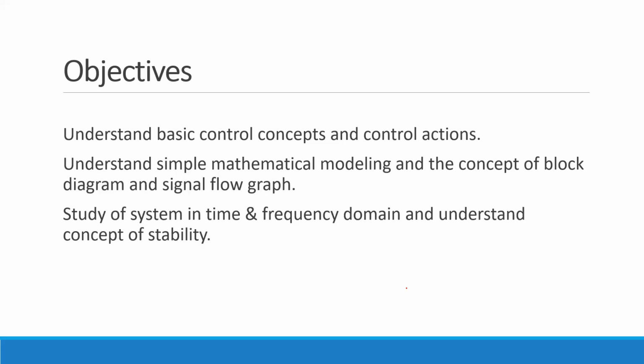So as to simplify the various systems, we sometimes use signal flow graph and block diagrams, so that we are going to study. And to solve these blocks and signal flow graphs we are going to use some mathematical models. Then we have to study system in time and frequency domain, and we have to understand the concept of stability. So these are the basic objectives of this automatic control system.